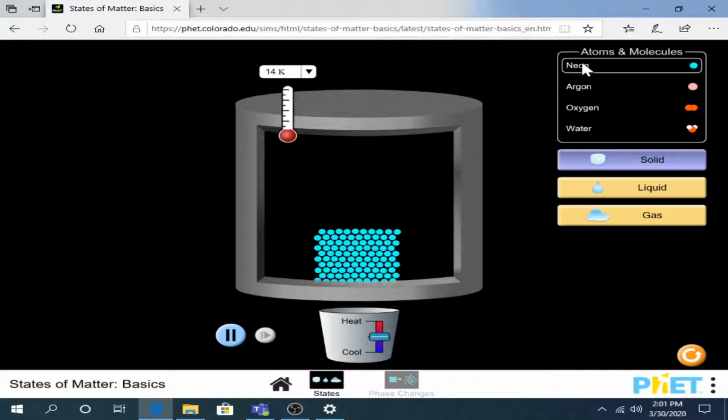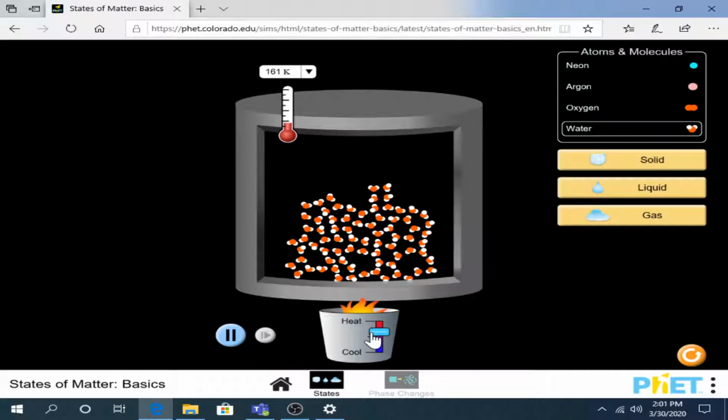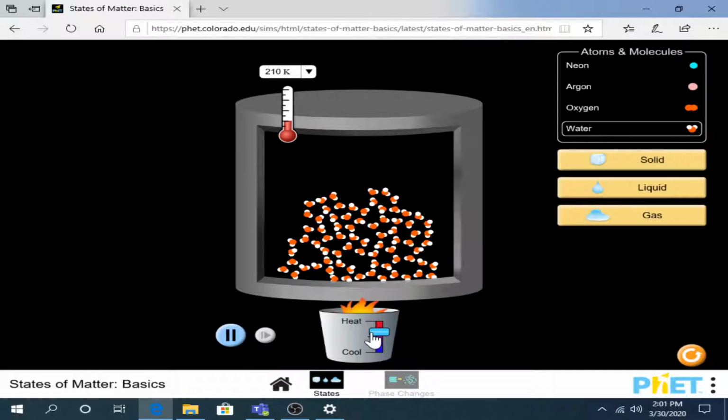But as we increase the temperature, you can see it around 273 Kelvin.